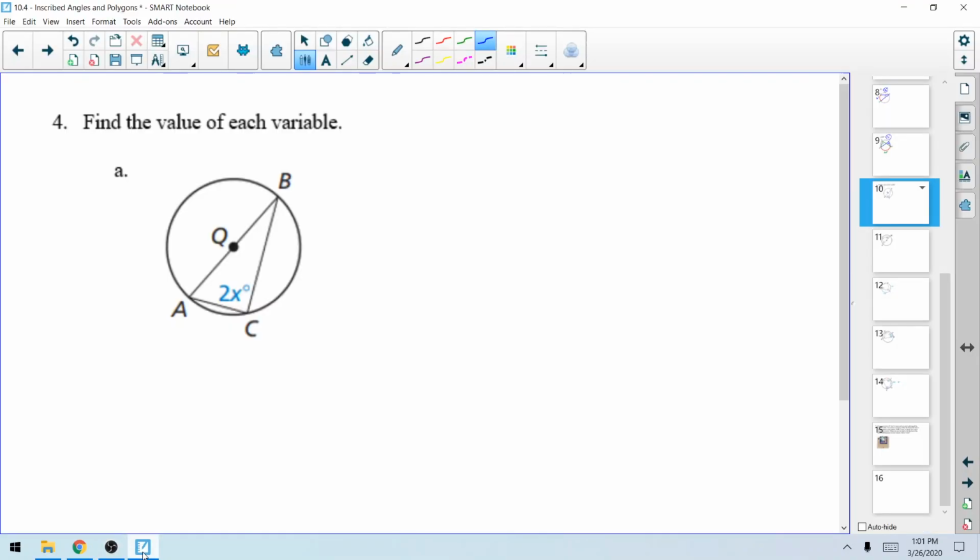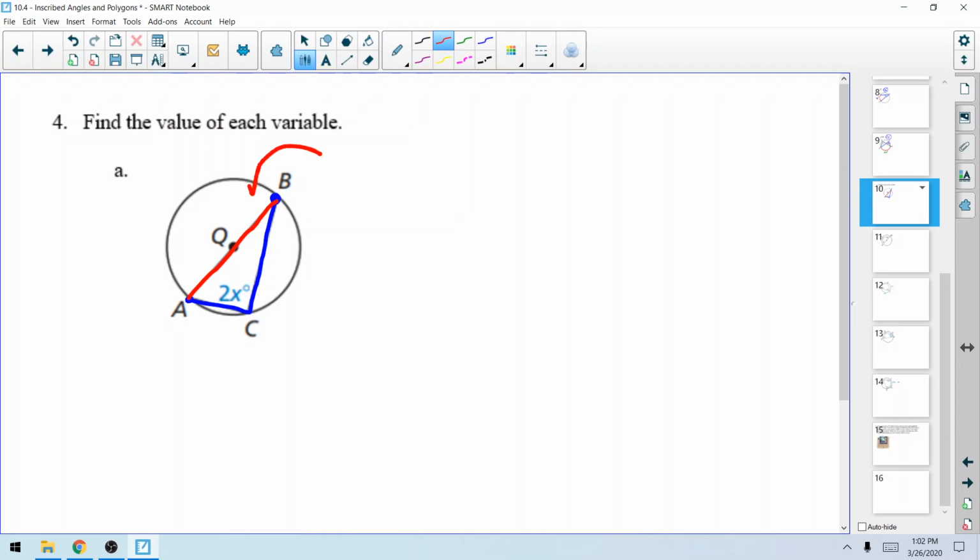Okay, now we're going to use this idea of inscribed angles and arc measure to solve for the missing variable. So number 4, find the value of each variable. Letter A. First thing I'm looking at is my 2x. Well, my 2x is kind of sitting in this inscribed angle right there. And then I want you to take a look at what you know about that line.